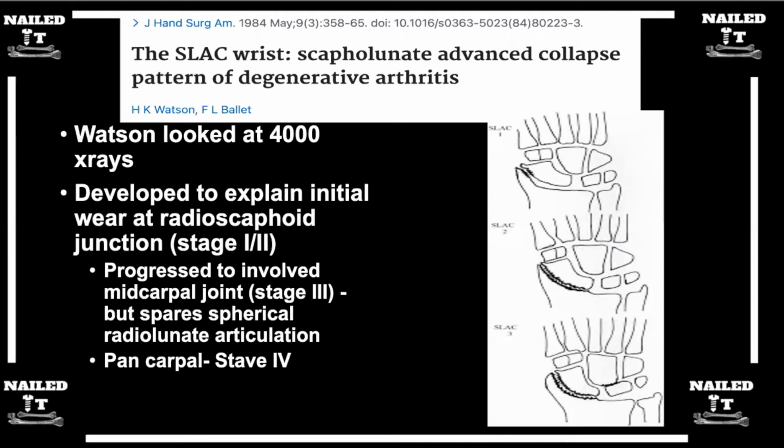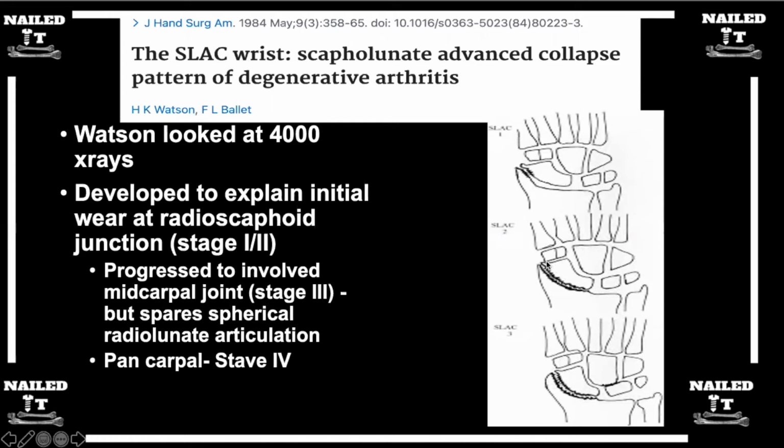But when you see the first picture here of the SLAC, you can see the beaking of the scaphoid and the beaking of the radial styloid, as well as the loss of cartilage, which becomes the first part of contact. After that, stage 2 is between the scaphoid and the scaphoid fossa in the radius.